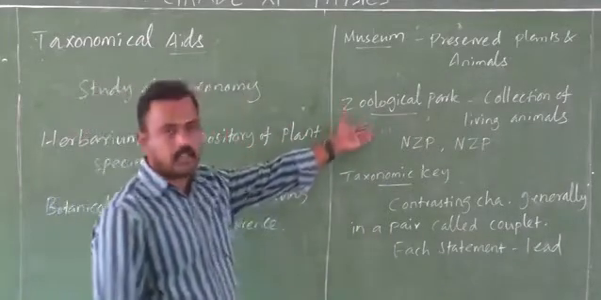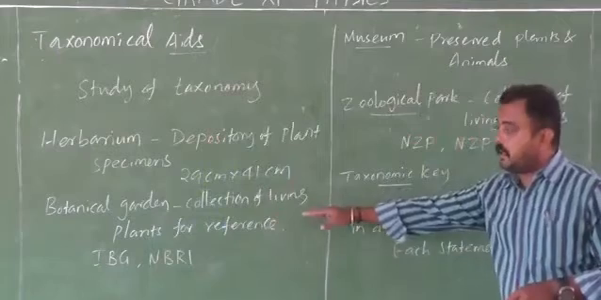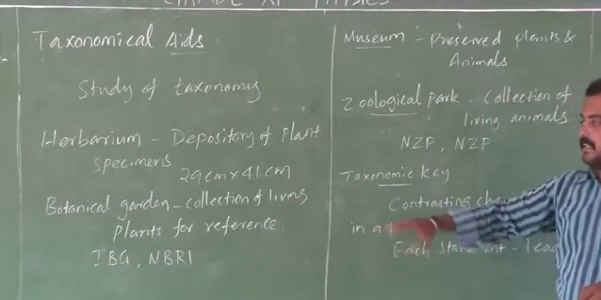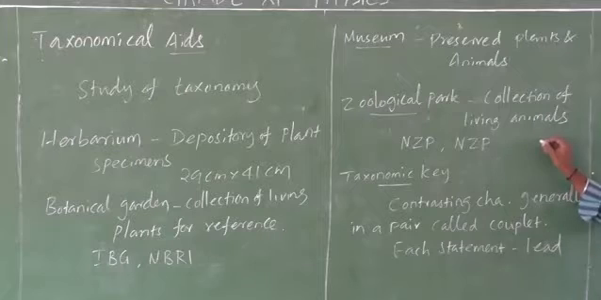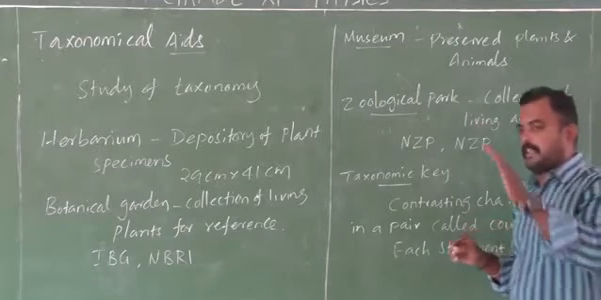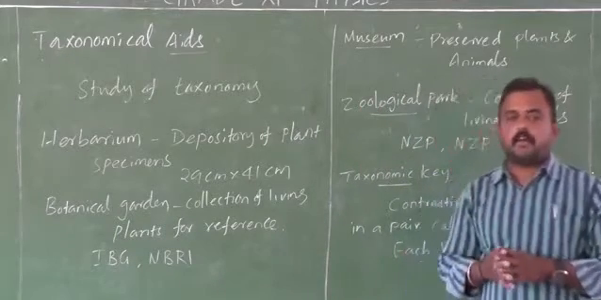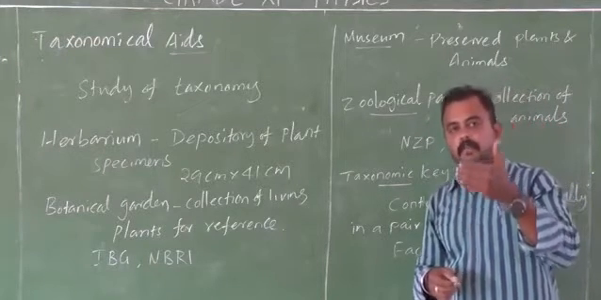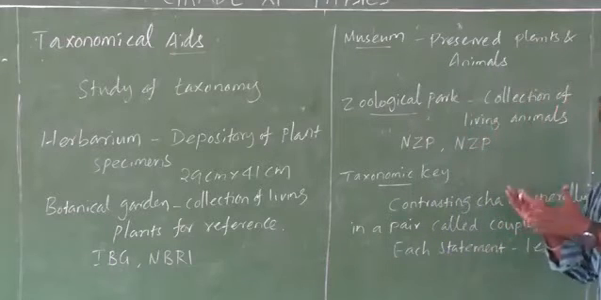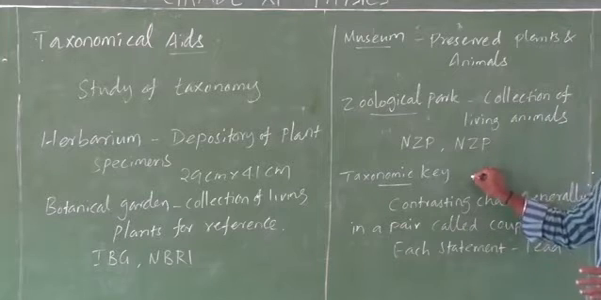Right. The next one, zoological park. Zoological park is like a botanical garden. In a botanical garden, we are protecting the plants. In a zoological park, here we are protecting the animals. Different kinds of animals we have. Here also you can know the taxonomy of animals and the scientific name also. So if you want to do research or if you want to know a particular animal's characteristics, you can go to a zoological park and study about it. Okay. The next, taxonomy key.